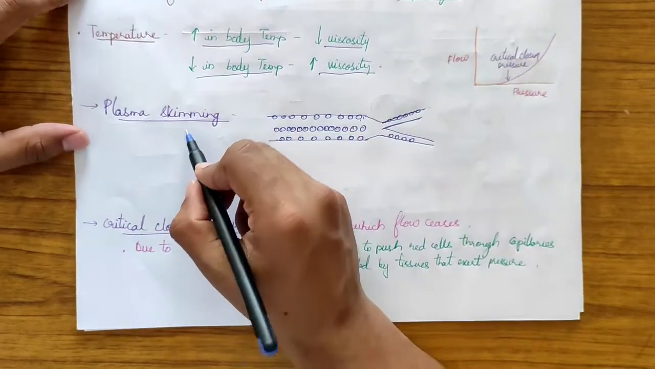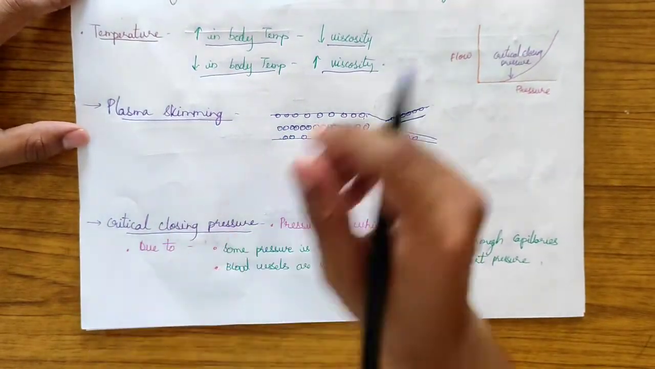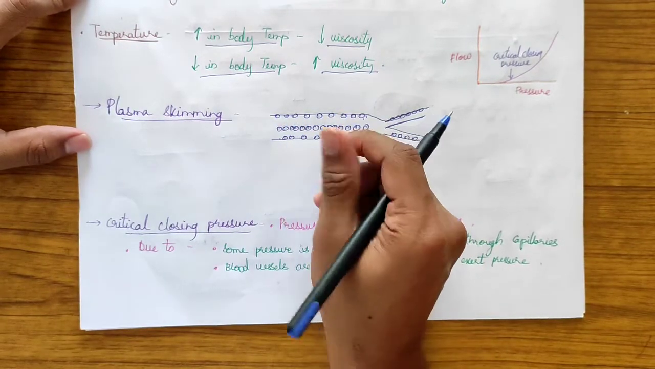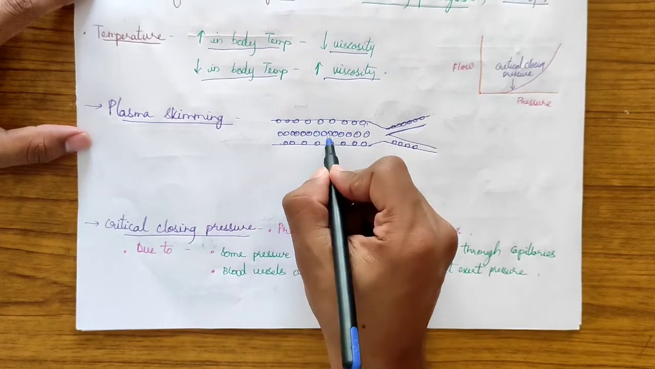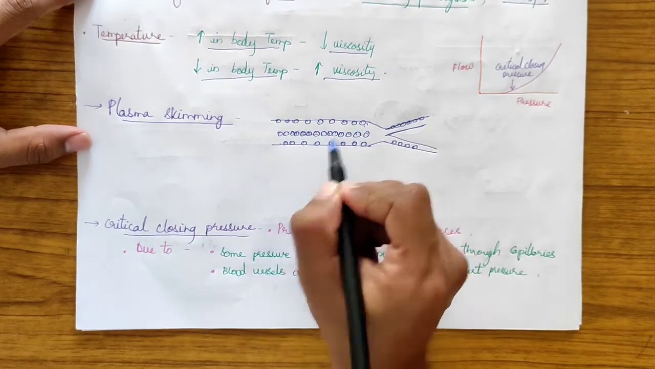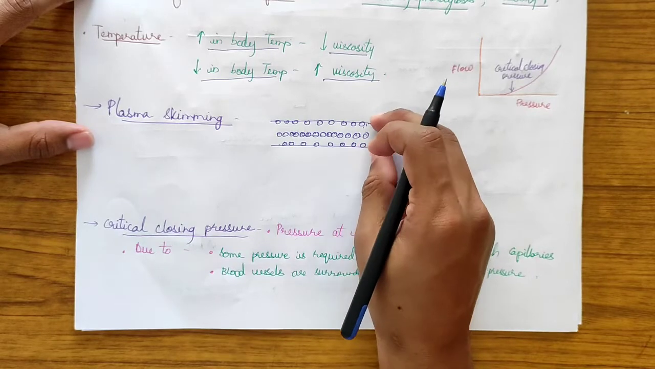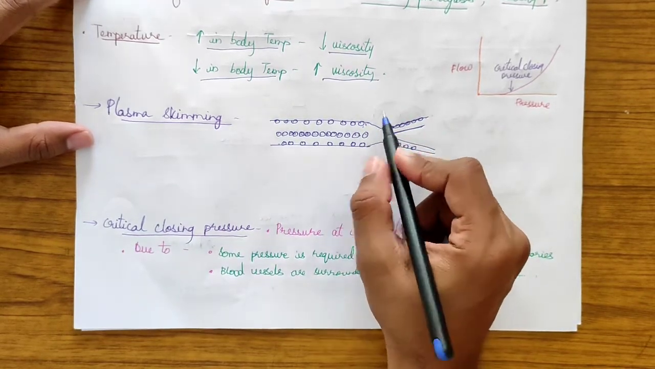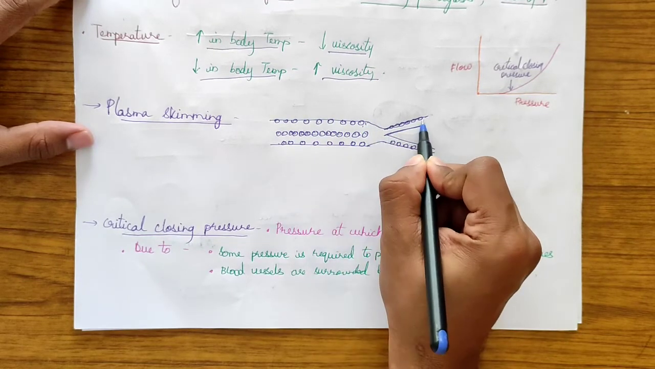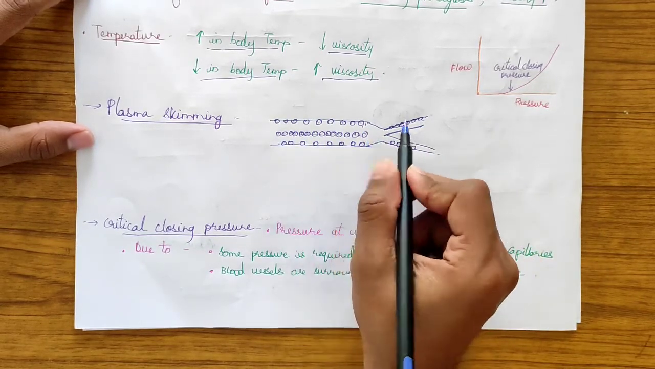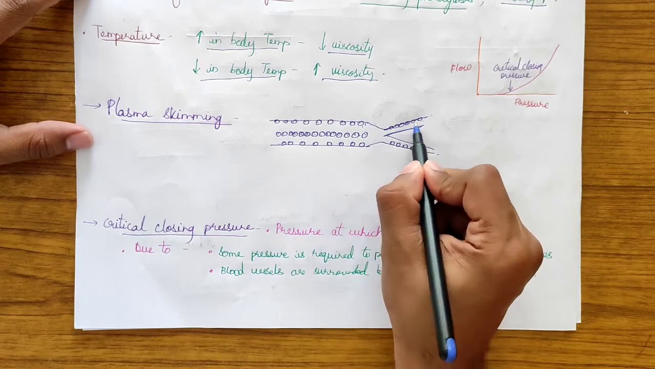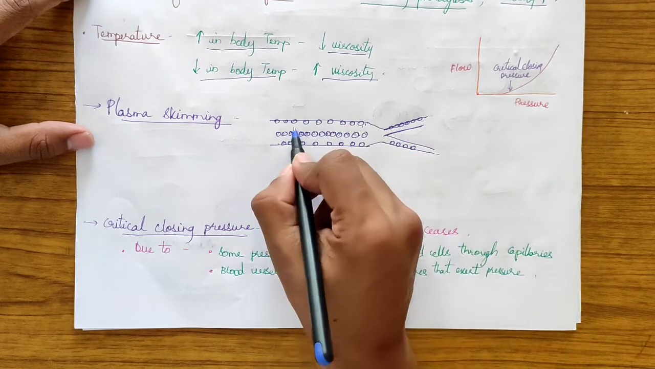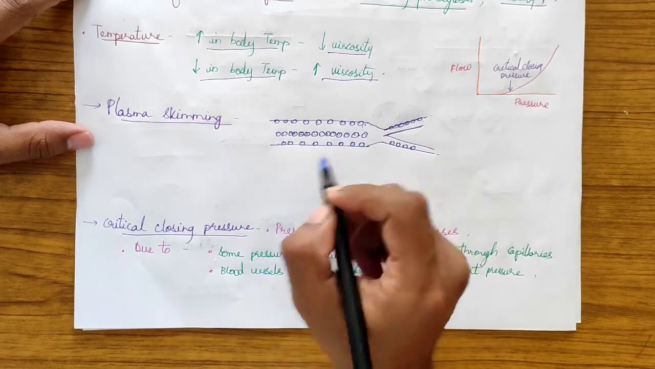The first one is plasma skimming. So imagine this as the blood vessel. In the periphery, the blood contains fewer RBCs, but in the center there will be more RBCs. So when this blood vessel divides into two small blood vessels, the peripheral blood from this big blood vessel goes to the small blood vessel, not the center one. So when this peripheral blood goes to the small blood vessels, the number of RBCs will be less, because the periphery contains fewer RBCs.